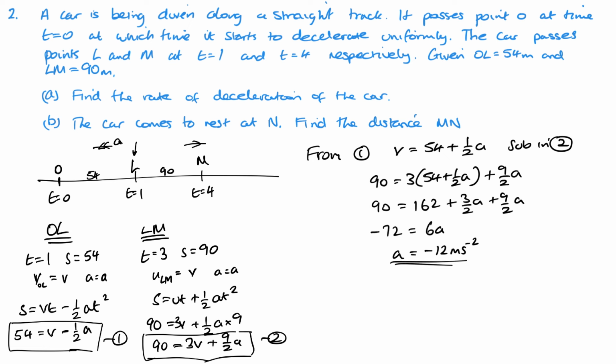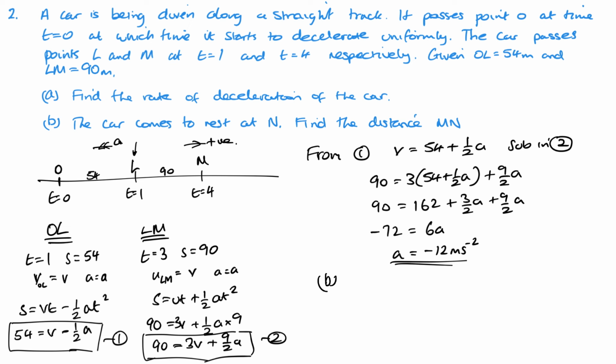And that's obviously because I'm taking this way as my positive direction, the direction I'm going in. Another way I could have done this is this distance OL, and then instead of LM, I could have just done OM. I just noticed that afterwards. And that way I could have used the same formula, S equals UT plus half AT squared, for both. Same value of U. That would have made a bit more sense. Okay, maybe some of you did it that way, but you should still get the same answer.